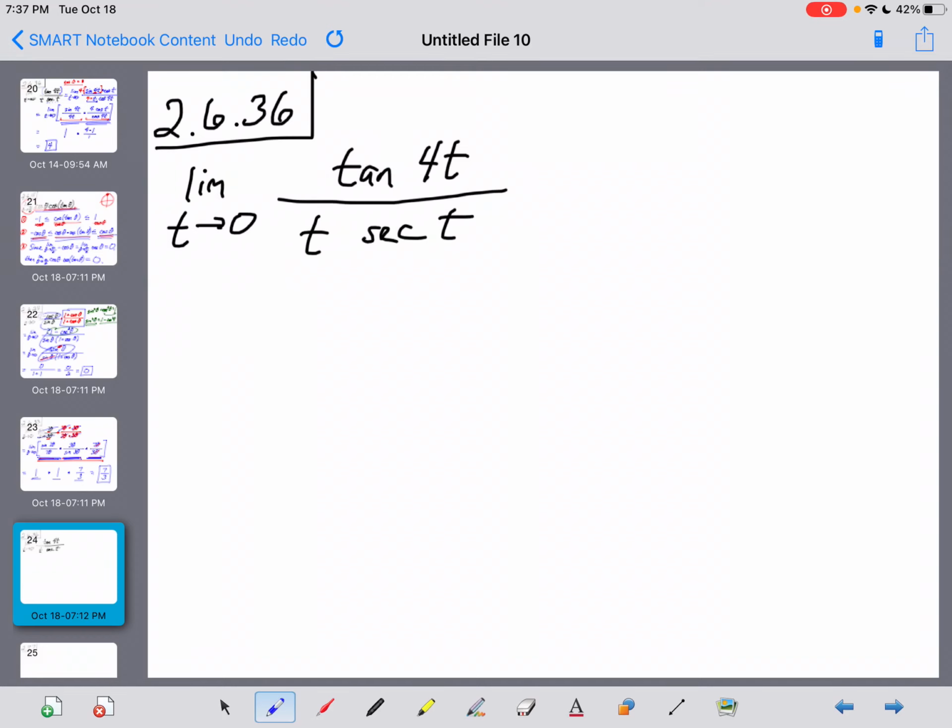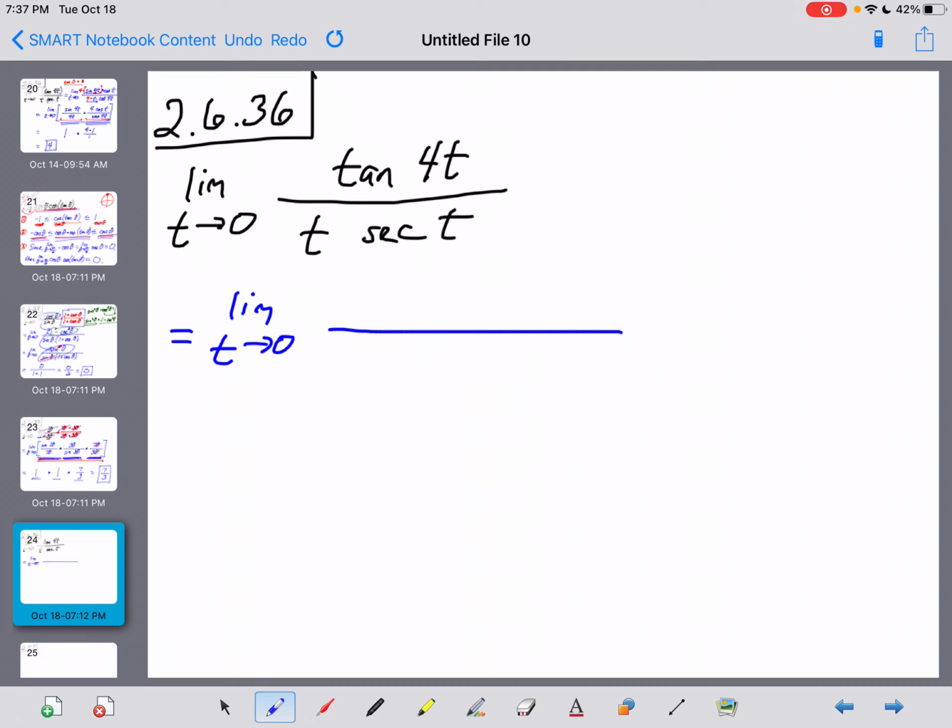Okay, problem 36 in section 2.6, asking us to take a limit as t approaches 0 of this trigonometric function. Now, the one thing I'm hoping you notice right away is that we've got two trig ratios here, a tangent in the numerator and a secant in the denominator, and we don't like either one of those. Remember that our main strategy when we're doing trigonometric limits is to try to convert everything that we can into sines and cosines. So that's the first thing we're going to try here.